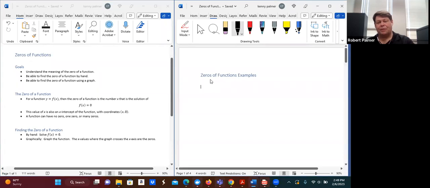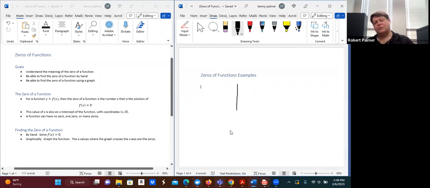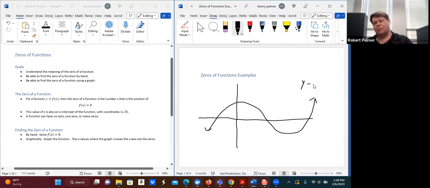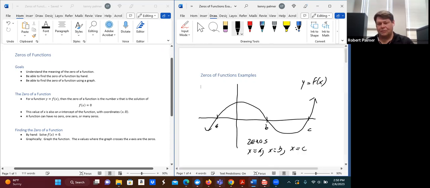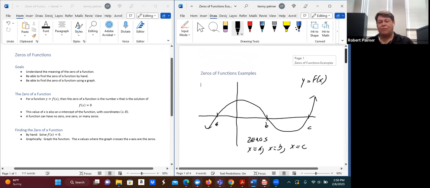Let's come over here to the right and look at an example. Let's say this is just our x and y axis, and you have some graph that looks like this. This is our f of x. These x locations where it crosses the x-axis, let's say this is point A, this is B, and this is C. So our zeros are x equals A, x equals B, and x equals C, the x locations where the graph crosses the x-axis.